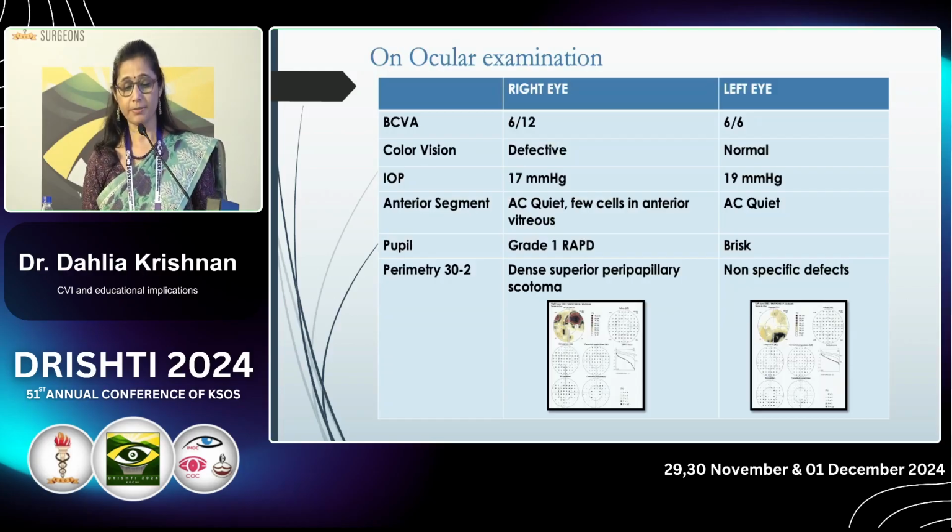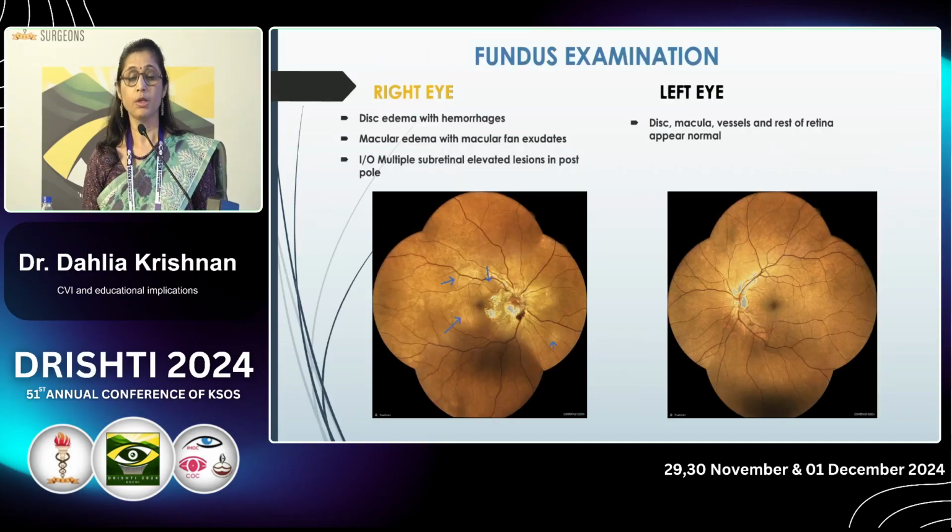So, on ocular examination, the best corrected visual acuity in the right eye was 6/12 with defective color vision and a grade 1 RAPD. Anterior segment showed few cells in the anterior vitreous. Perimetry showed a dense superior peripapillary scotoma. Left eye was normal. On fundus examination, the right eye showed disc edema with hemorrhages.